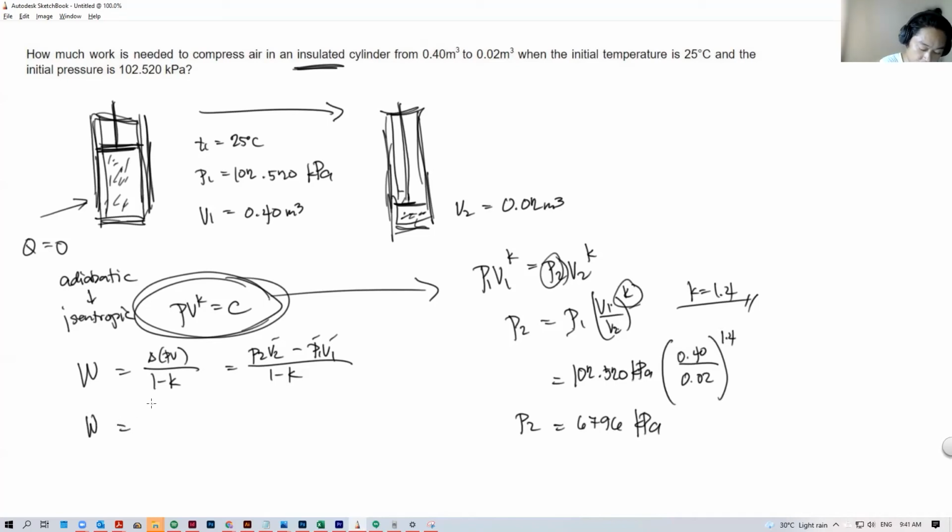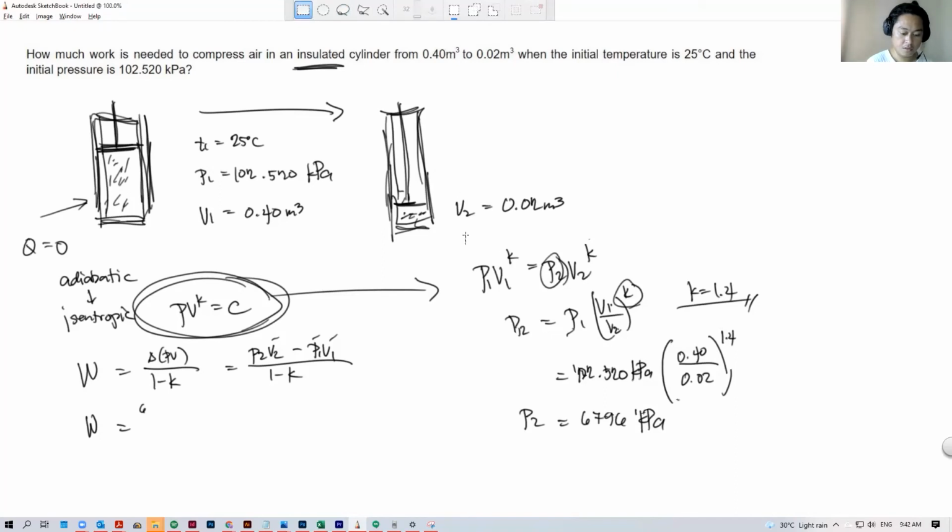So our pressure 2 is equal to 6796 kilopascals. Let me just move this one first.